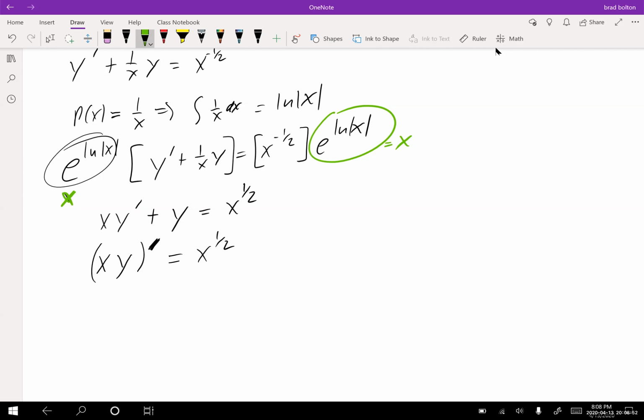Step 6 now says to integrate both sides. So this will become xy. This will become x to the 3/2 times 2/3, right? Plus c. And now we're going to divide everything by x.